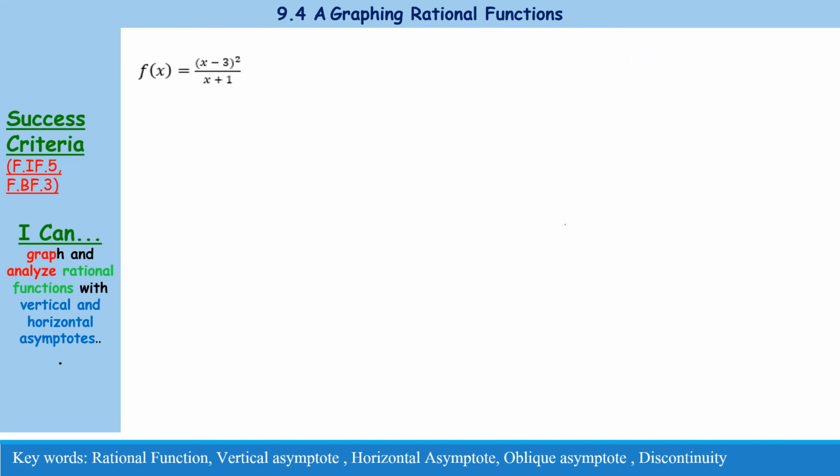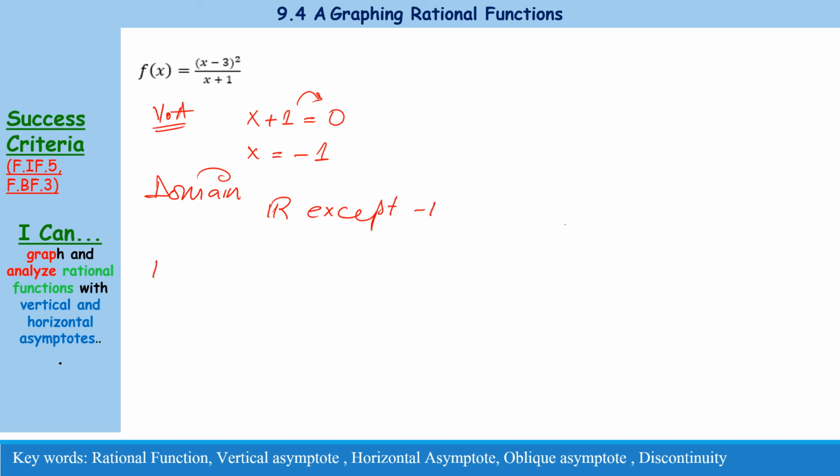In the same way, solve this question. Again, for the vertical asymptote, focus on the denominator: x plus 1 equals 0. Bring the 1 to the other side, you will get x equals negative 1. Now, what is your domain? The domain is all real numbers except negative 1.